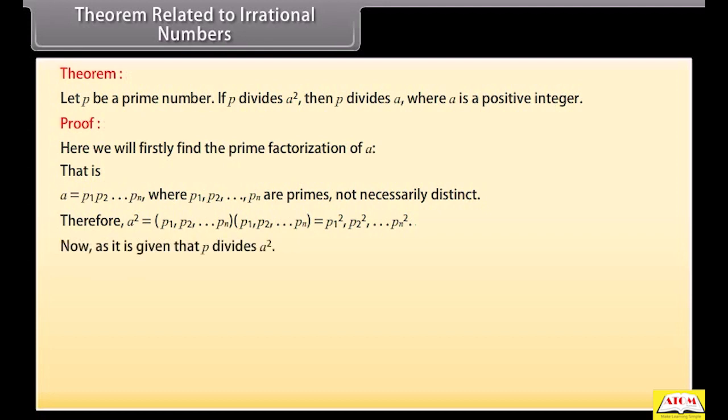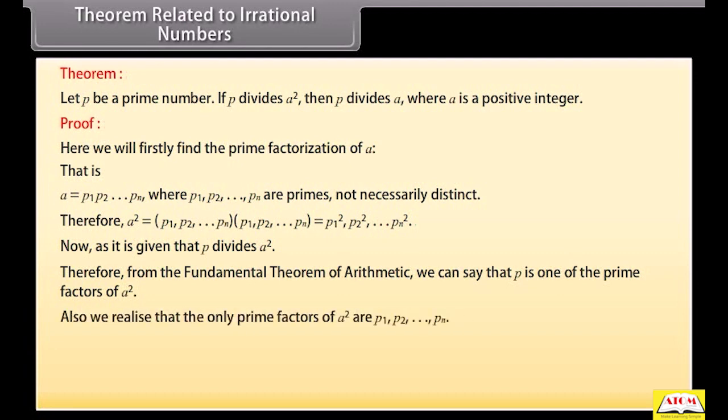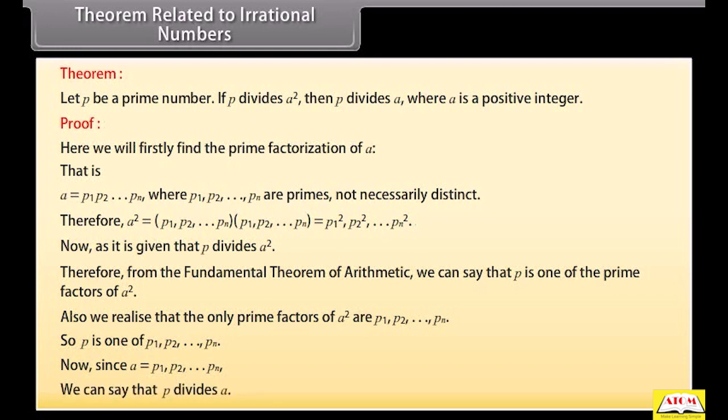Now, as it is given that p divides a square, from the fundamental theorem of arithmetic, we can say that p is one of the prime factors of a square. Also, we realize that the only prime factors of a square are p1, p2, and so on, pn. So, p is one of p1, p2, and so on till pn. Now, since a is equal to p1, p2, and so on till pn, we can say that p divides a.